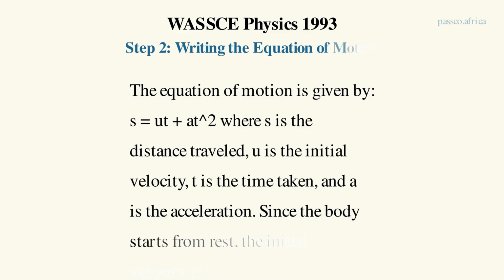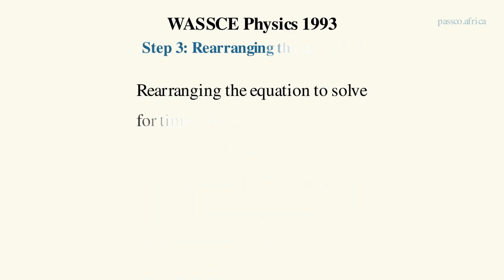Step 2. Writing the equation of motion. The equation of motion is given by S equals ut plus half at squared, where S is the distance traveled, u is the initial velocity, t is the time taken, and a is the acceleration. Since the body starts from rest, the initial velocity is 0. Step 3. Rearranging the equation. Rearranging the equation to solve for time, we get t squared equals 2s/a.